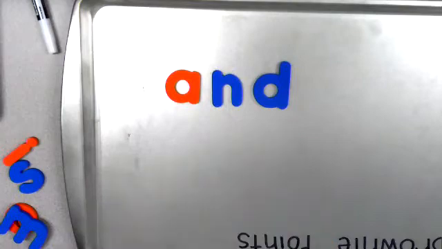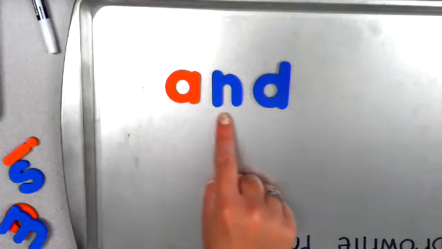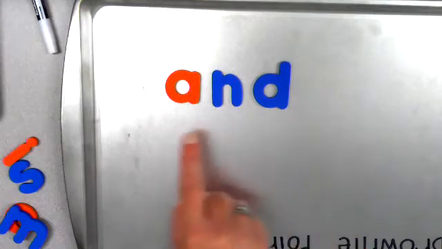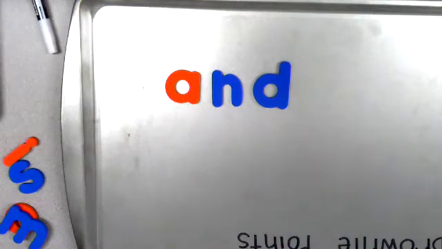And. You can check your word another way too. Move your finger under the word and say it slowly so that you can hear the sounds. And then blend it together. And. Do you hear the sound of a, the sound of n, and the sound d at the end?